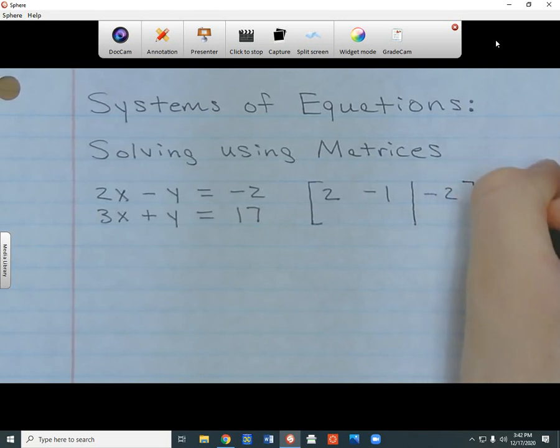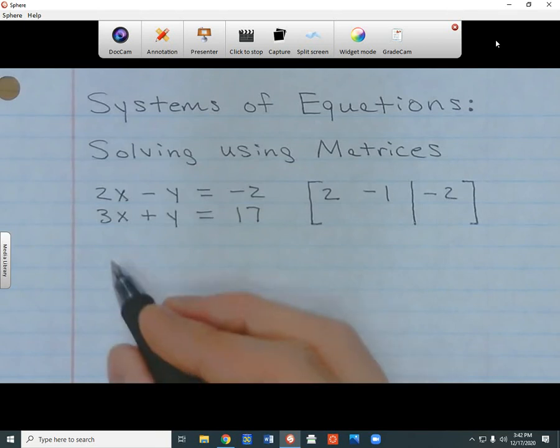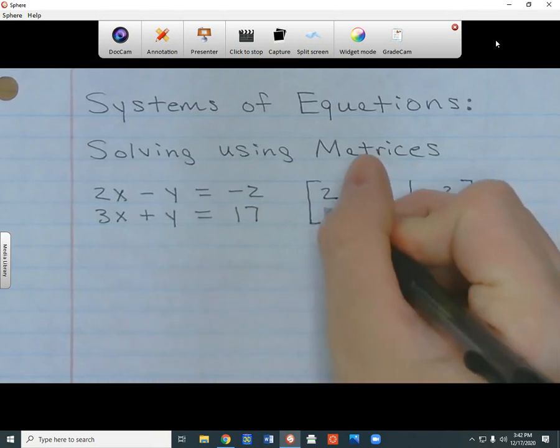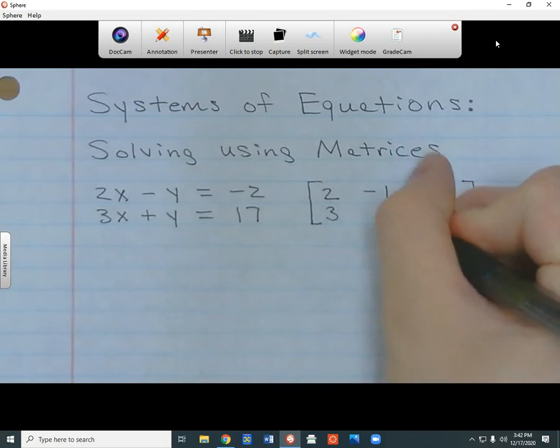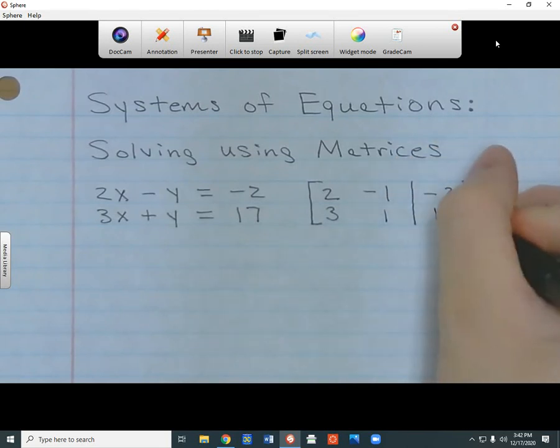Okay, now to get the next row. I have a 3 in front of the x, I put that right here. I have a 1 in front of the y, and then I have a 17 that's on the number side. So I'm going to put that over here.